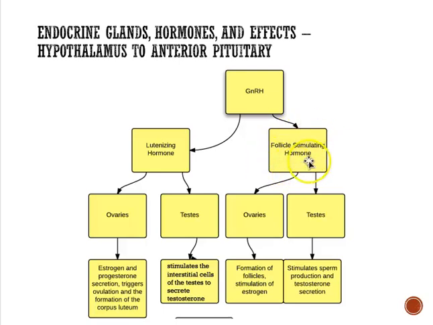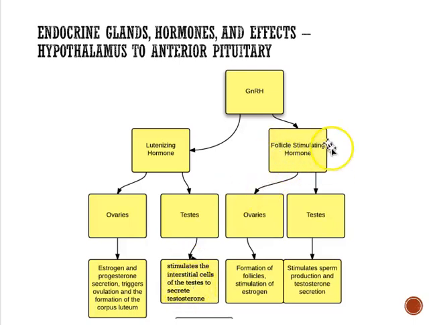In the case of follicle stimulating hormone, if the individual has ovaries, it's follicle stimulating, so it stimulates the formation of follicles as well as the formation of estrogen. Now, luteinizing hormone, if the individual has testes, stimulates interstitial cells in the testes to secrete testosterone. So you can see there's an analogous function between ovaries and testes. Whereas in ovaries, it stimulates the release of estrogen and progesterone, in the case of testes, it's testosterone.